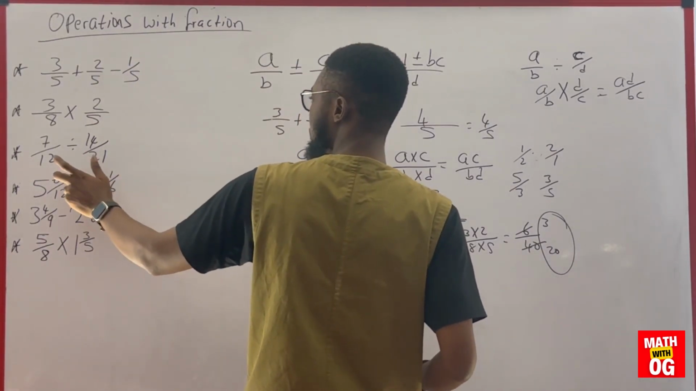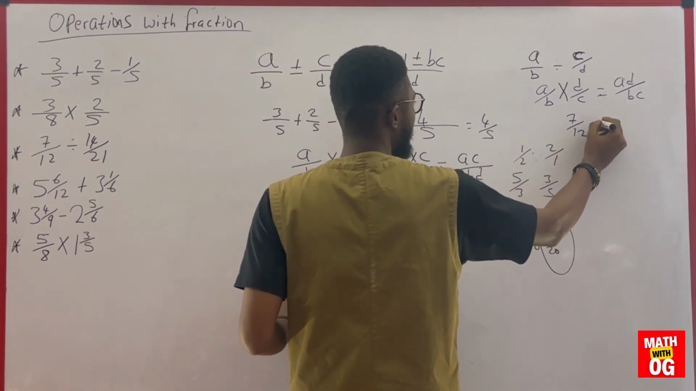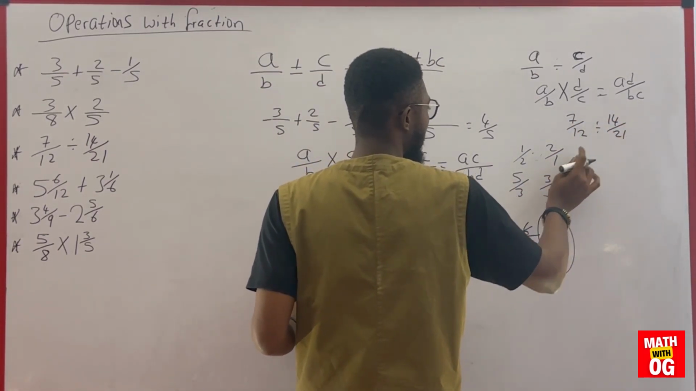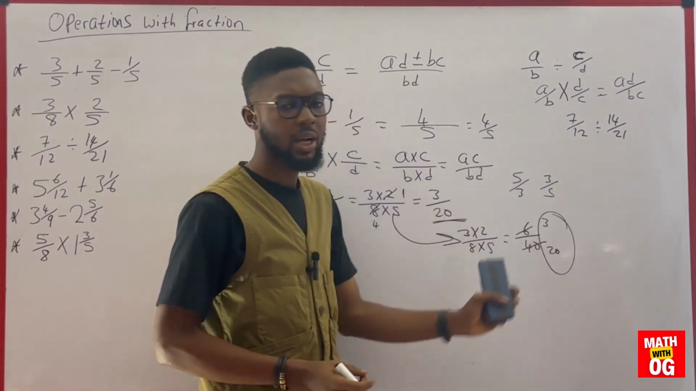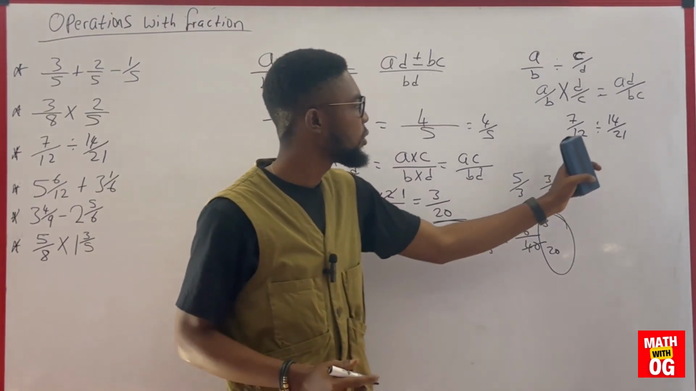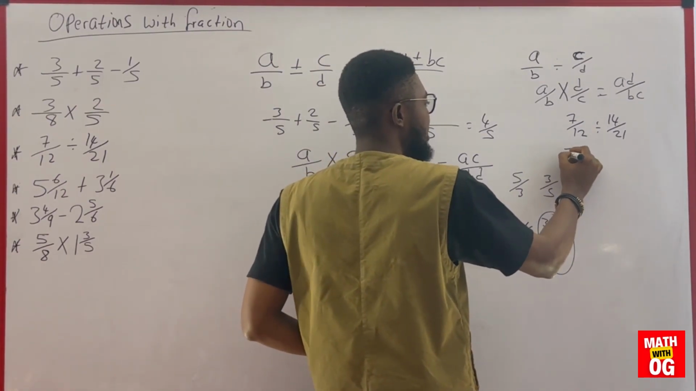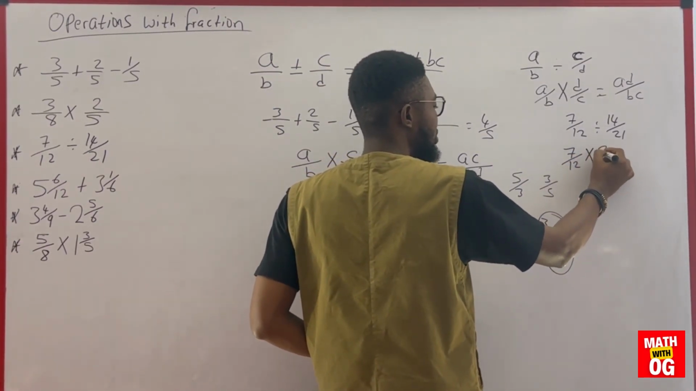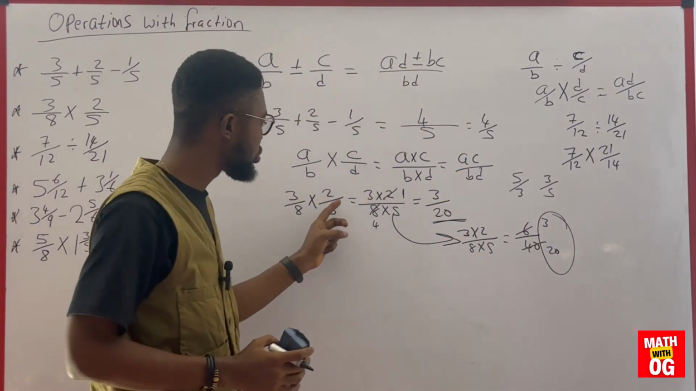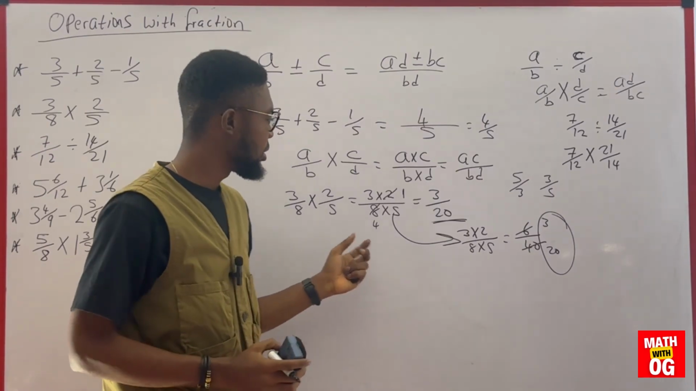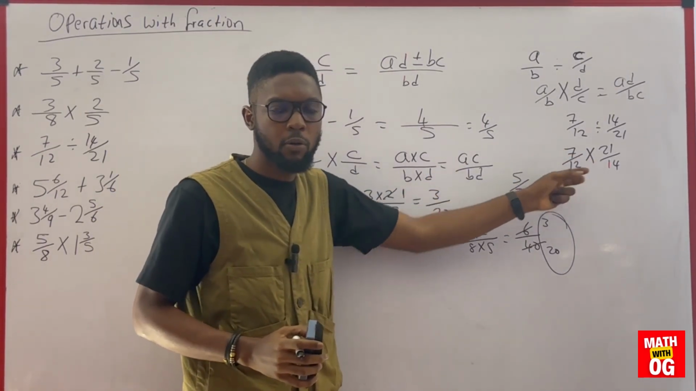Now let's move on to this question. You have 7 over 12 dividing 14 over 21. At this junction, I cannot cancel out anything. So I have to first of all change this to a multiplication sign and invert this fraction. So this will give us 7 over 12 multiplying 21 over 14. Like I mentioned, you can choose to multiply, then start cancelling out. But since we've done this already, I can use a different approach for this.